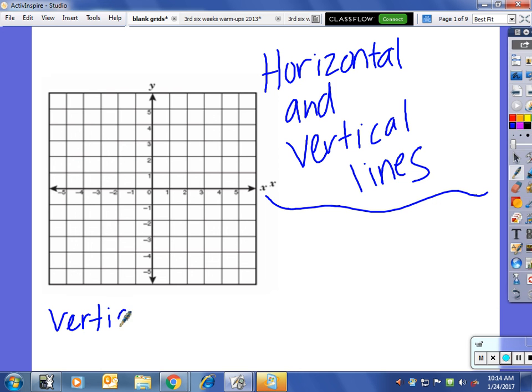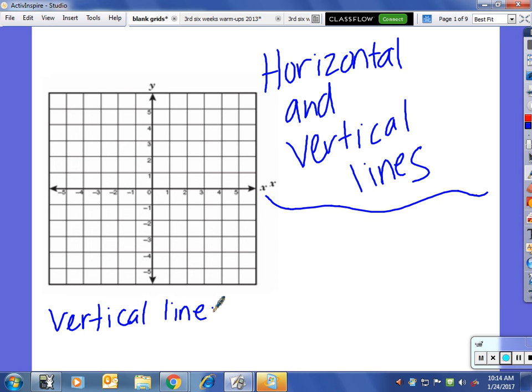Let's talk about everything we know about vertical lines. First of all, the slope is undefined. Absolutely. All vertical lines have the same slope, and that is that they don't have a slope. So all vertical lines have slopes that are undefined.